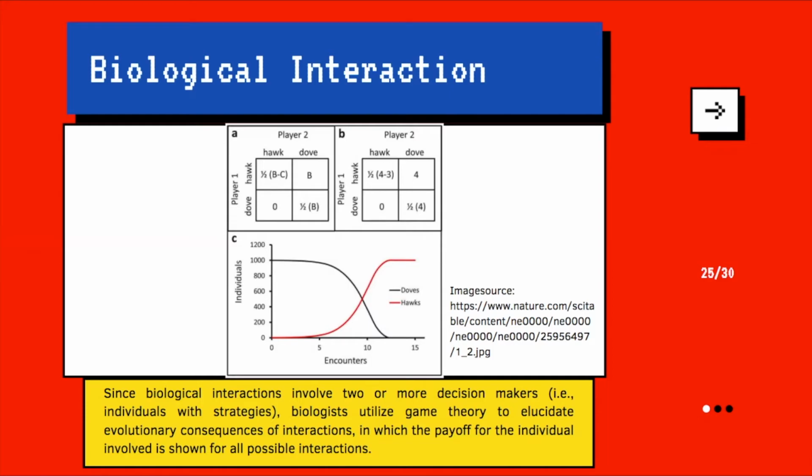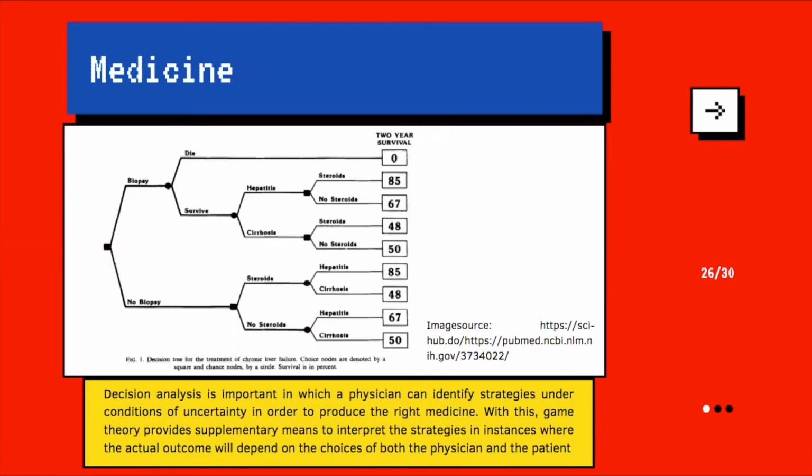Moving on to medicine. Decision analysis is important, in which a physician can identify strategies under conditions of uncertainty in order to produce the right medicine. With this, game theory provides supplementary means to interpret the strategies in instances where the actual outcome will depend on the choices of both the physician and the patient.